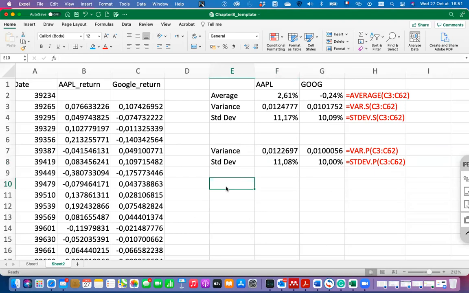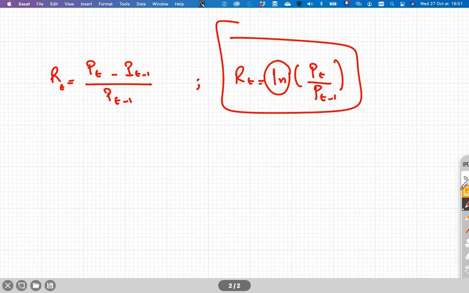The covariance has two methods. For the exam he can ask you to compute the covariance using two techniques: the statistical technique or using Excel. Because during the exam he can ask you one of these two techniques, statistical one or Excel.